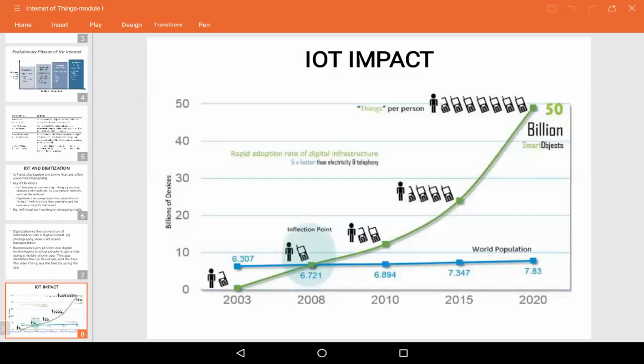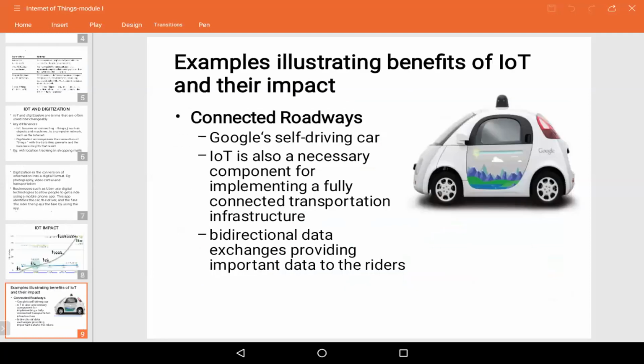We can't hear you. Or the smartphones or smart watches, all those things are the IoT impact. Can you see the changes from 2003 to 2020? Okay, now this is a real-time example with the impact, from when the internet started. Okay, one second.